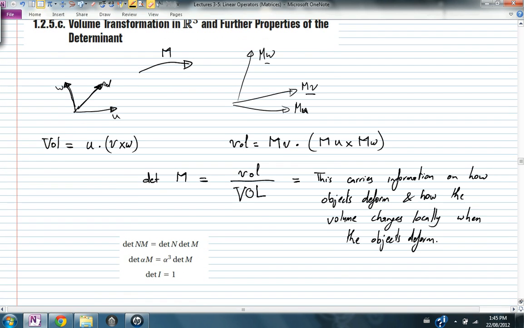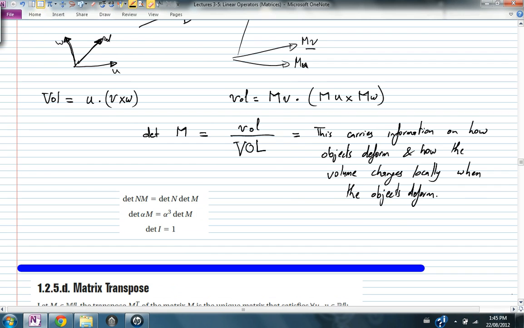A few properties of the determinant. The determinant of the combined action of the matrices N and M is equal to the determinant of N multiplied by the determinant of M. If alpha is a real number and M is a matrix, the determinant of alpha M is equal to alpha cubed times the determinant of M. This is true when M is a 3 by 3 matrix.